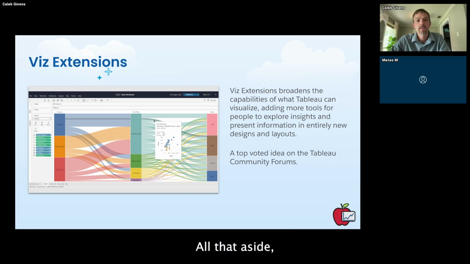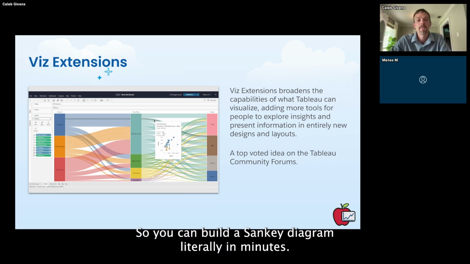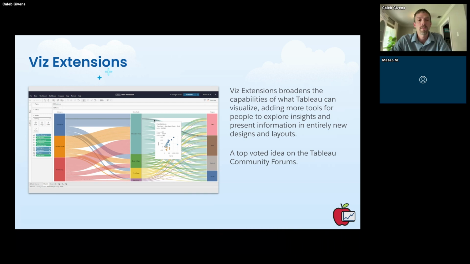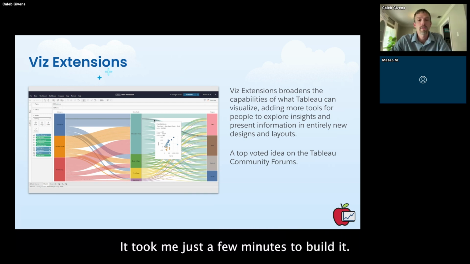All that aside, with the new update, Viz extensions fixes all that. So you can build a Sankey diagram literally in minutes. I posted one in Slack if you want to check that out. It took me just a few minutes to build it, and I published it to the server, no problem. So much easier to do.